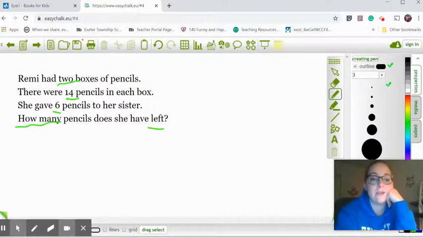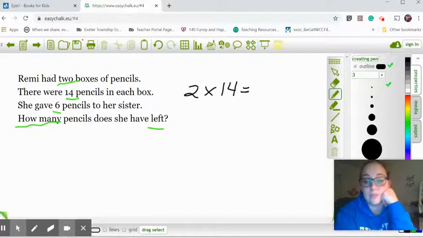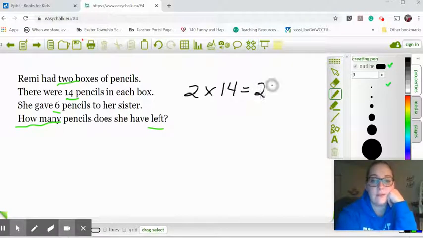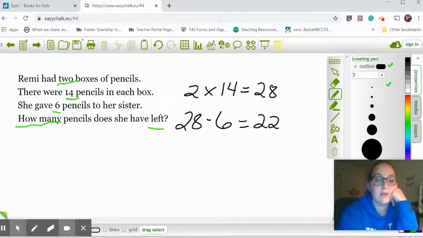So my first step is I need to figure out 2 sets of 14, which would be multiplication. Now you could also do 14 plus 14. Either way, it's going to equal 28. And then she gave 6 away. So 28 minus 6 is 22. And my answer is 22 pencils.